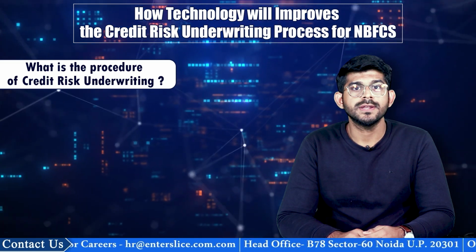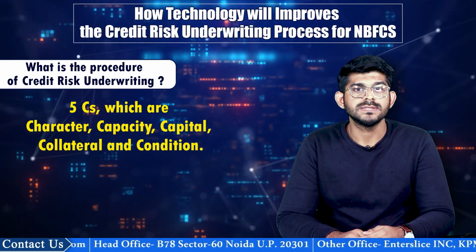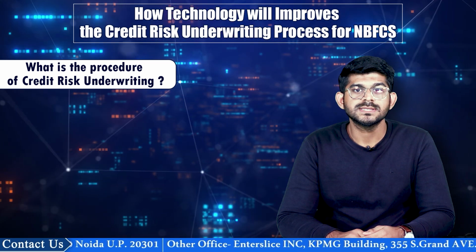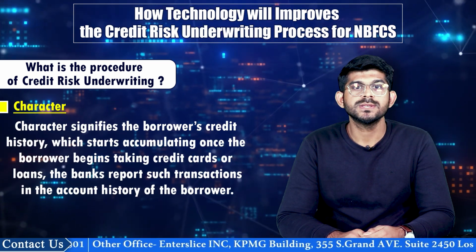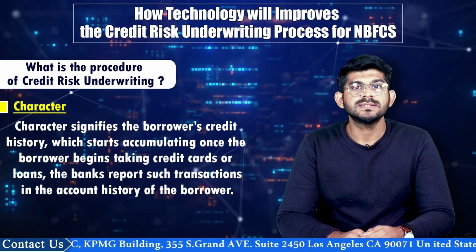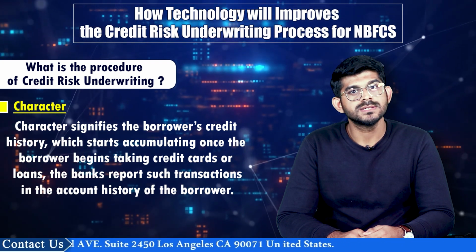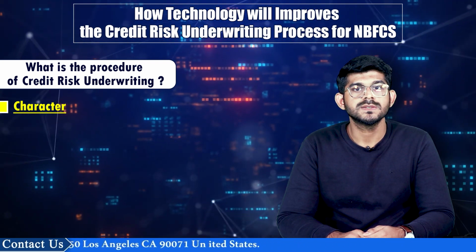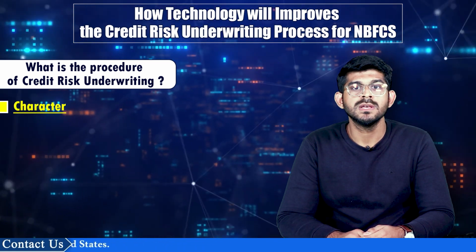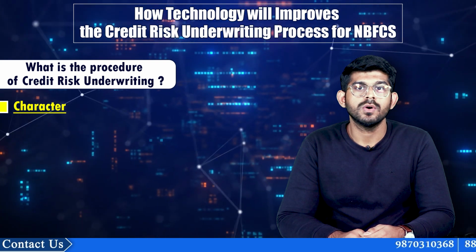The procedure for credit risk underwriting is consolidated to 5 C's, which are character, capacity, capital, collateral and condition. And now let's discuss them in brief. First is character. Character signifies the borrower's credit history, which starts accumulating once the borrower begins taking credit cards or loans. The banks report such transactions in the account history of the borrower. The banks further send this information to the credit bureaus to create credit reports, which some designated companies use to calculate the borrower's credit score or the CIBIL score.